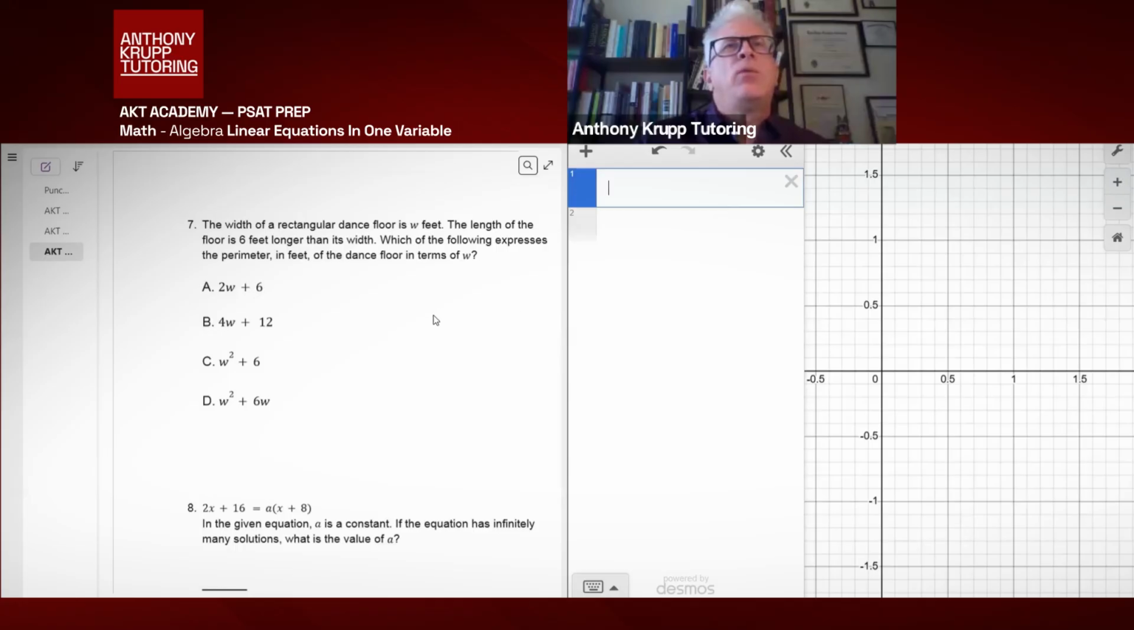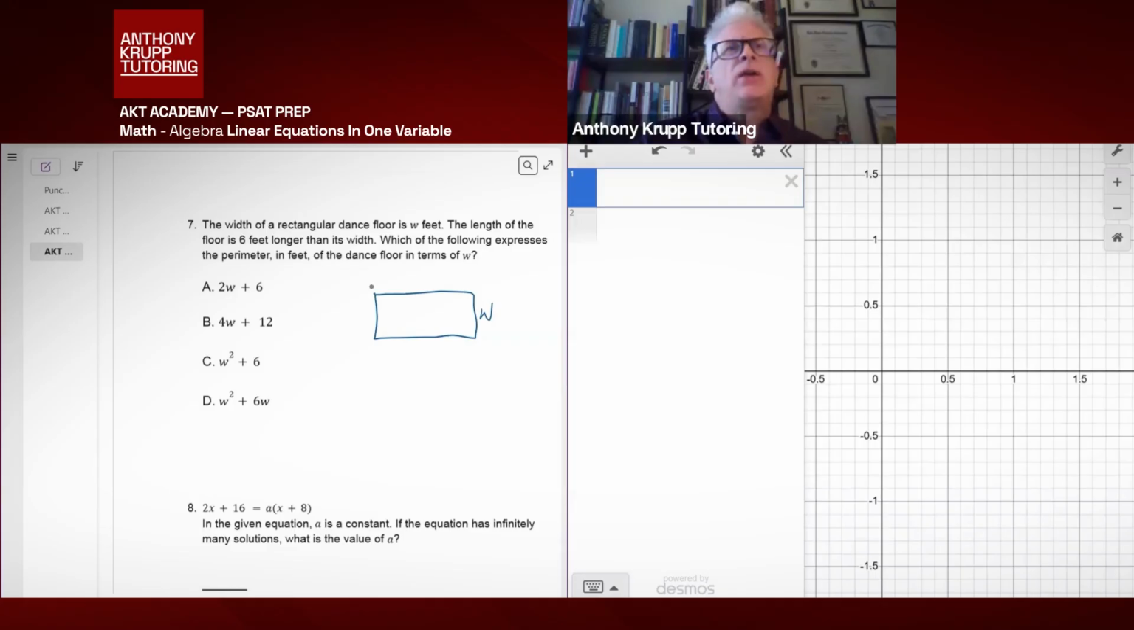Number 7, let's just read it first. The width of a rectangular dance floor is W feet. My advice regarding word problems is, as soon as you have something that you can draw or calculate, do it. Don't read everything. The width of a rectangular, so let's draw a rectangle. The width is W. Why don't we put W here? Because that's classically where you put the width anyway.